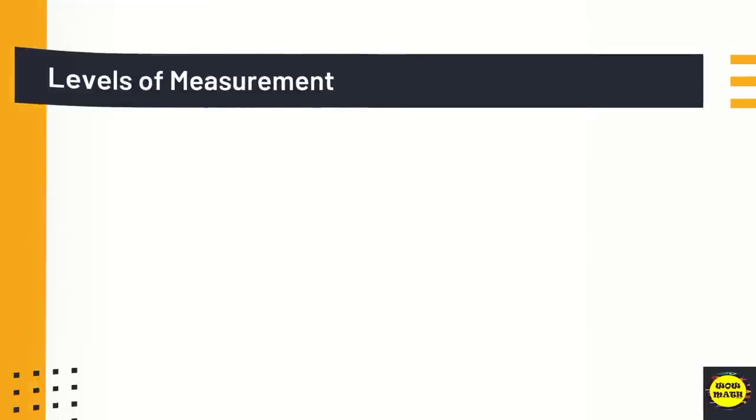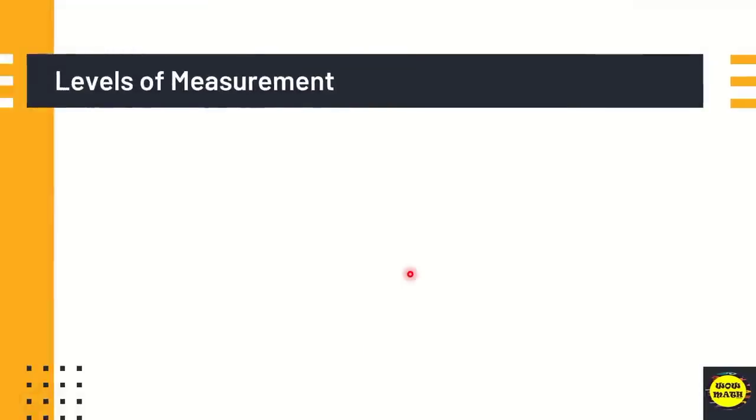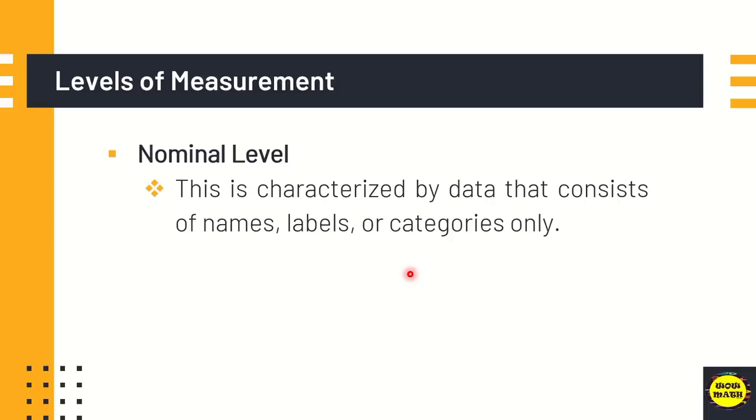So, we have levels of measurement. What are those? We have four levels of measurement. First is the nominal level. This is characterized by data that consists of names, labels, or categories only.